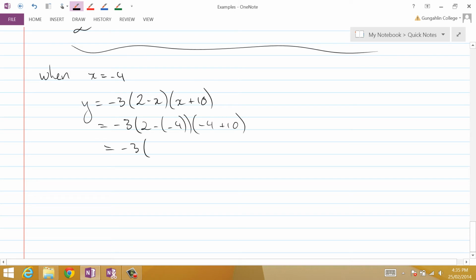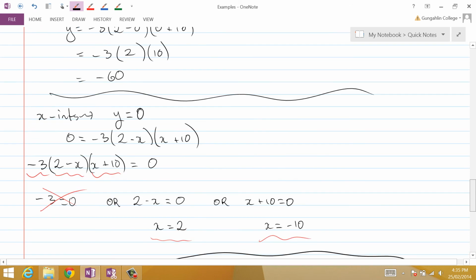And 2 minus minus 4 is 2 plus 4, which is 6. Negative 4 plus 10 is also 6. And this is equal to negative 108 if we do negative 3 times 6 times 6. A few ways you can do that. If you've got your calculator, it shouldn't be a problem, but it is negative 108. Okay.